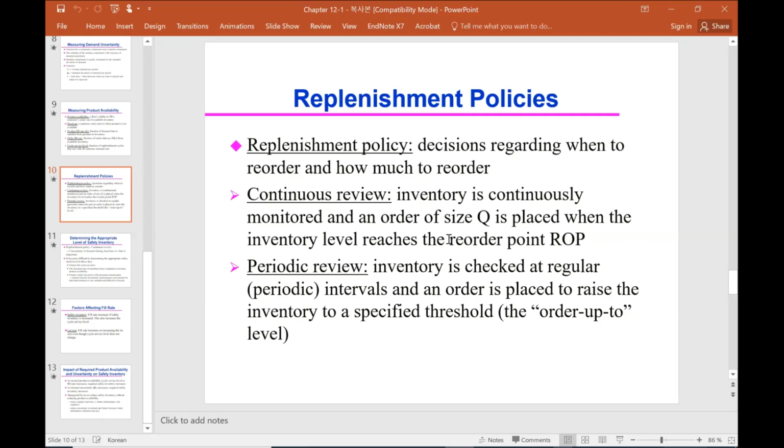And then a fixed amount of order is placed whenever the inventory level reaches the reorder point. Okay, that's the continuous review system. But on the other hand, in the periodic review system, you just check your inventory from time to time, during a certain time period, the fixed review period. And then an order is placed up to what? The target inventory level, to increase from the current inventory level up to the specified target inventory level. That's about the periodic review system.